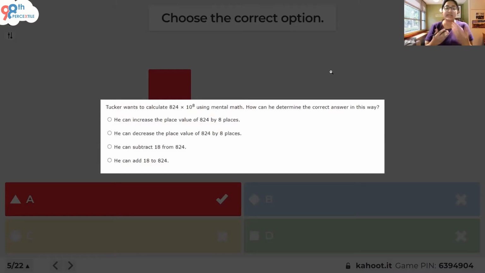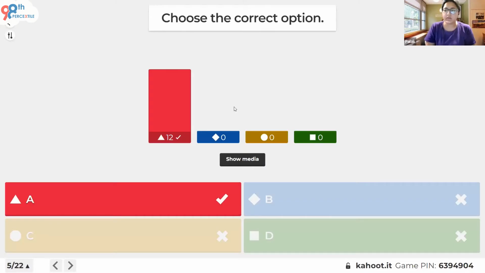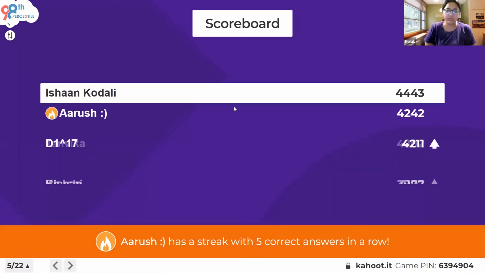So when we say increase the place value, if this is your number 824, we need to move it onto the left side. That is, we keep adding zeros on the right part. So when you increase the place value, you are multiplying with a positive power of 10. When you're decreasing the place value, you're multiplying with a negative power of 10. Good. That's nice to know.